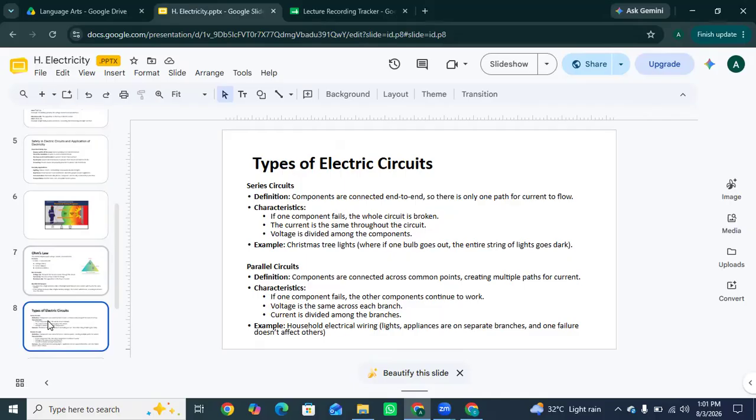Whereas in parallel circuits, the components are connected across common points on separate branches, creating multiple paths for current. If one bulb breaks or is turned off, the others stay on, and every branch receives full voltage. Household wiring uses a parallel circuit.